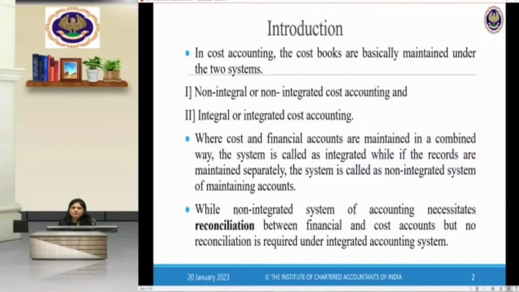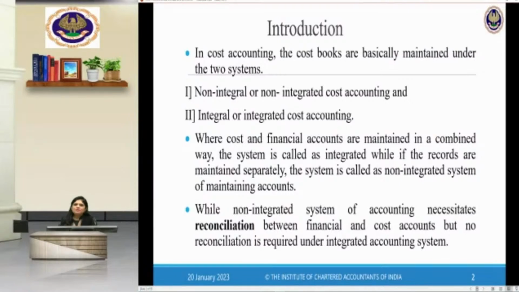So in cost accounting system, cost books are basically maintained under two systems, non-integrated and integrated, where cost and financial accounts are maintained in a combined way. That means we combine the cost and financial accounts, both of the accounts, then we call it integrated. While if the records are maintained separately, the system is called non-integrated. While the non-integrated system necessitates reconciliation between financial and cost accounts, no reconciliation is required under integrated.